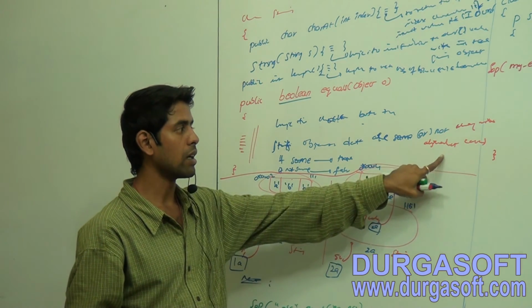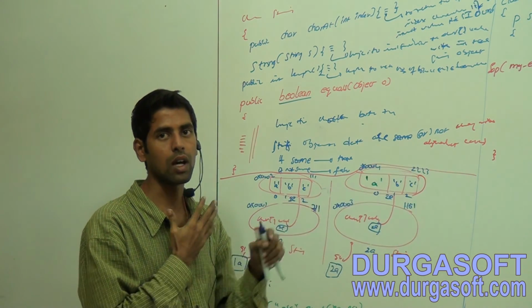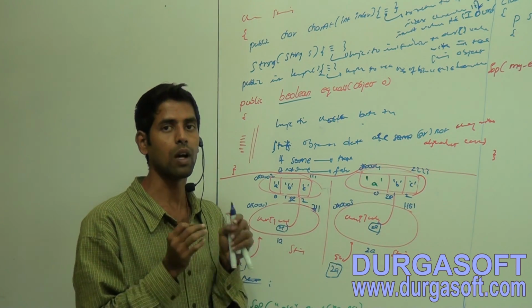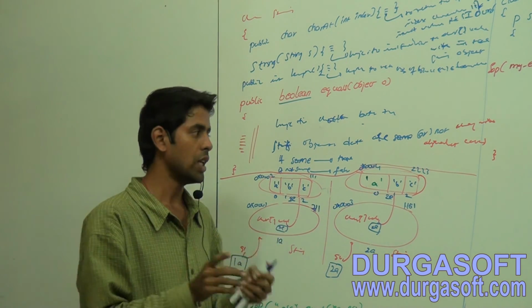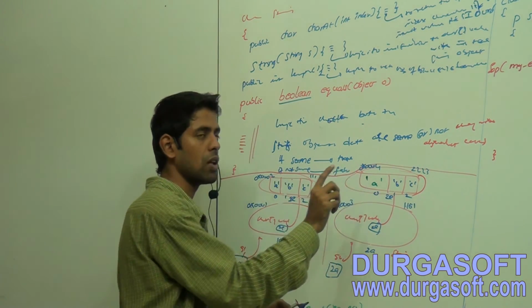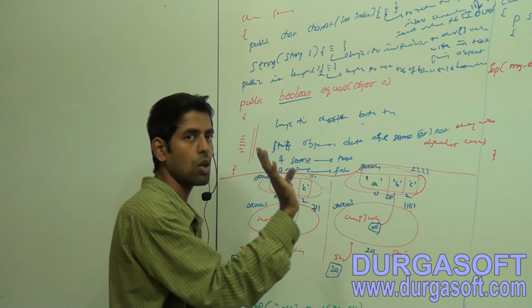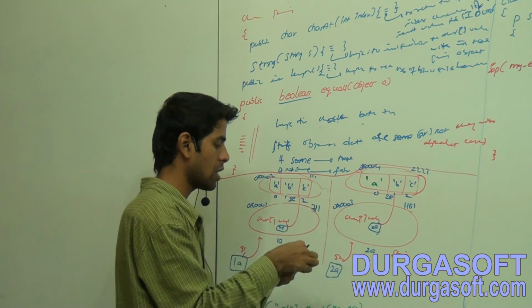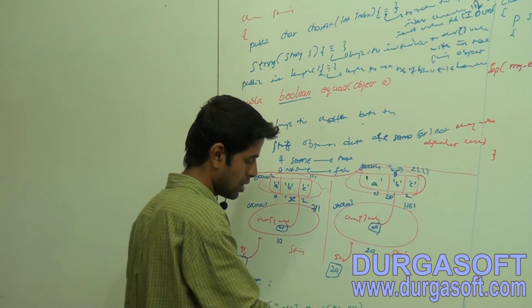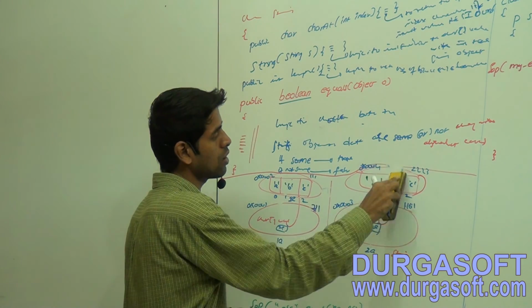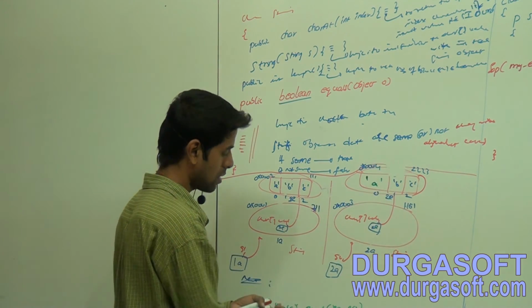Most important, we have to consider alphabet cases, that is, it is case sensitive. If it is small a, it should be small a. If it is small b here and capital B here, it is false, guys. It is not true. It should not be in that fashion.